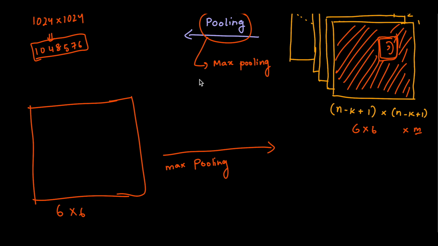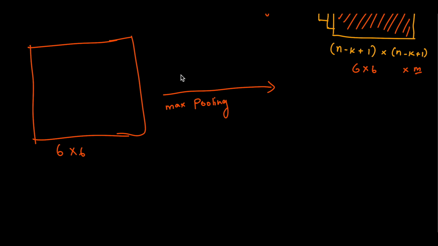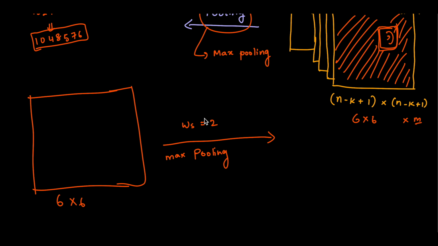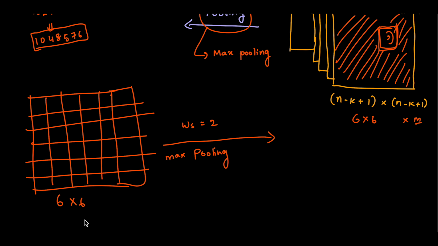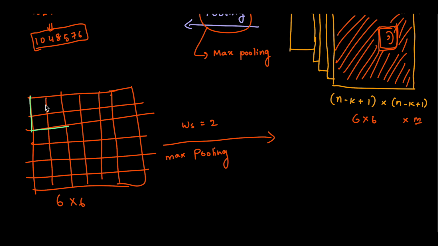And in pooling, we'll not have anything like kernels. We'll just mention something like window size. Let's say the window size is 2. As the window size is 2 and the feature map size is 6x6, we'll be checking the first window. Whichever is the maximum value in this window, we'll keep it in the output.